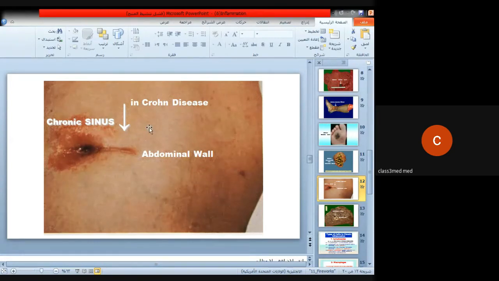This patient has Crohn's disease. What is Crohn's disease? Crohn's disease is also an immune-mediated chronic inflammatory bowel disease.